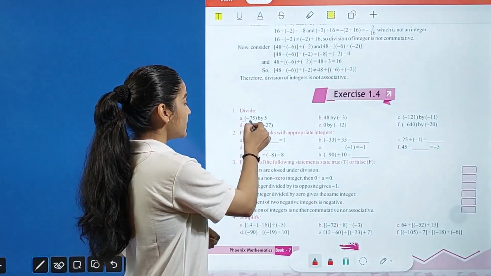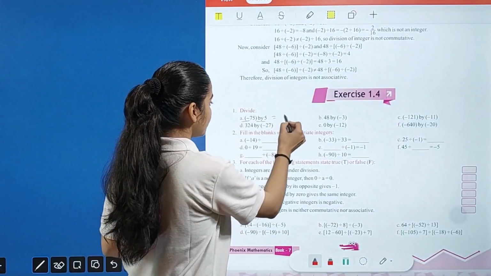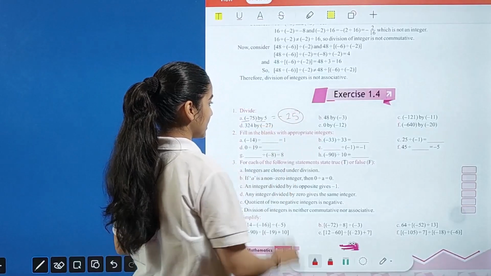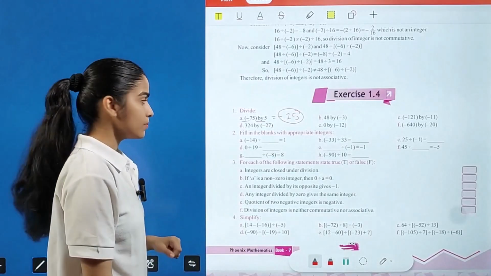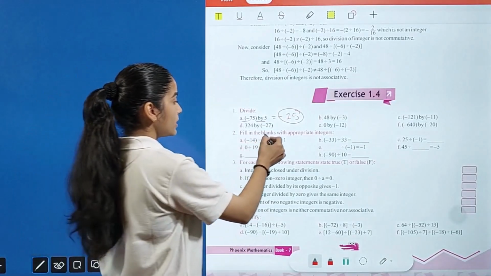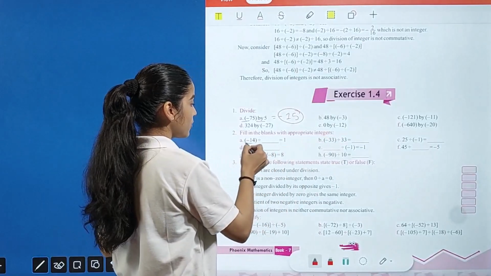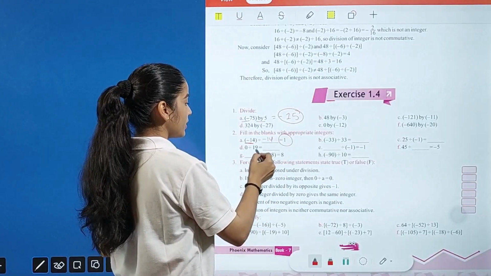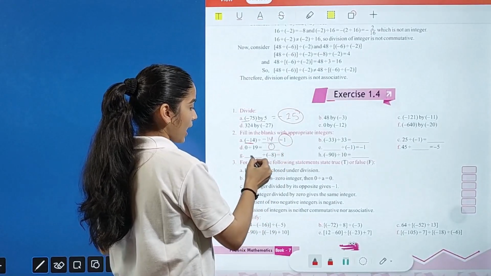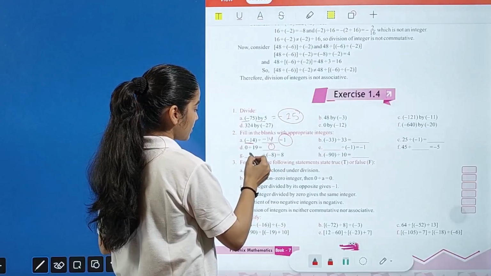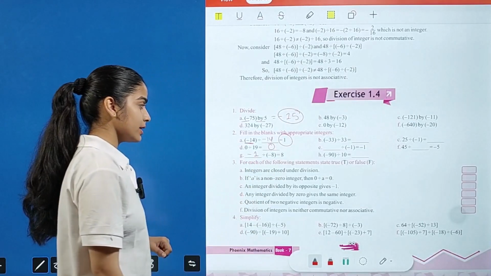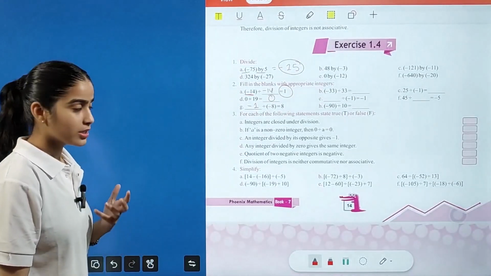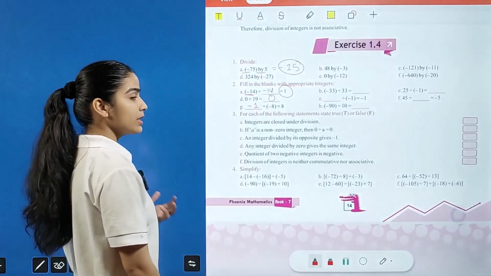Now minus 75 divided by 5 is minus 15 because we have opposite signs. In the same way you have to solve the rest of the parts in question number 1. Now, filling the blanks with appropriate integers. Minus 14 divided by minus 14 gives 1. 0 divided by 19 is 0. And minus 1 divided by minus 8 is equal to 8. In the same way you have to write the answers for the rest of the fill-in-the-blank parts.